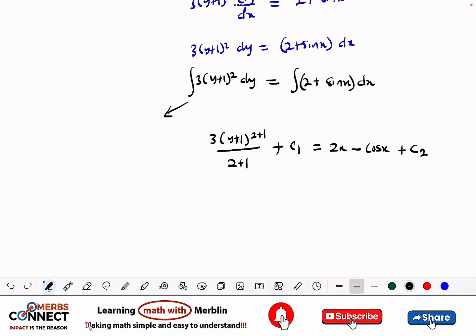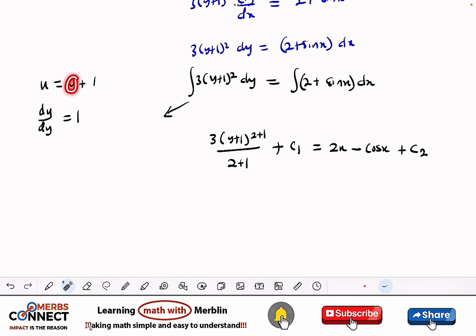So here, I'm going to let u be equal to y plus 1. When I do that, it means that du over dy will be equal to 1, because when I differentiate y with respect to y, I'll have 1. Differentiating the constant will be 0. So du will be equal to dy.